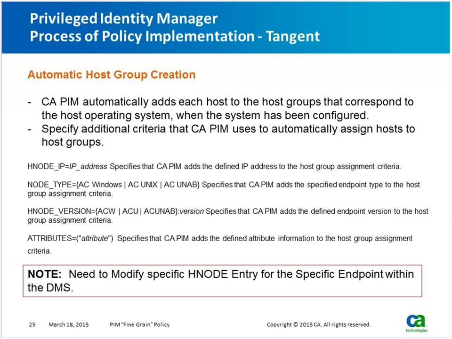Again, one of these attributes for that specific entry, so that it will automatically join the appropriate host group. That's something that a lot of people seem to forget about, but that is a way that will work. So you can utilize the automatic host group creation, but there's still some level of manual intervention required in order to make it work. You'll have to go to the DMS and modify the specific H-node entry for that server.